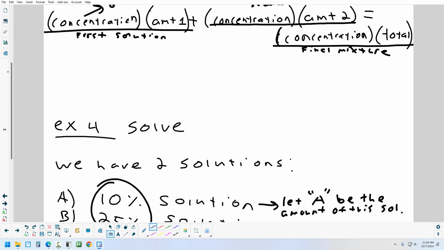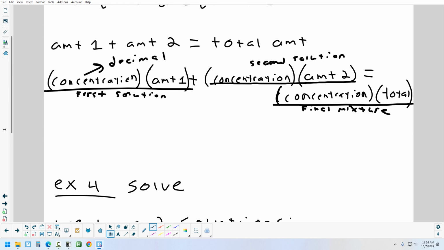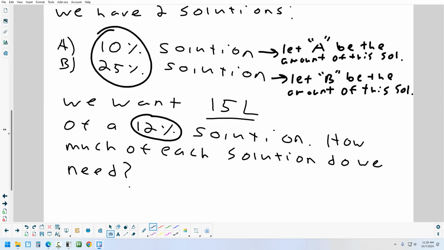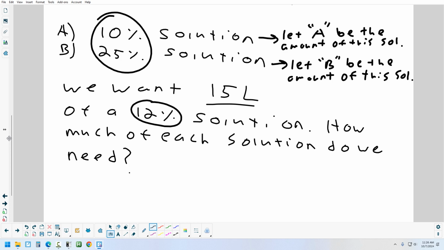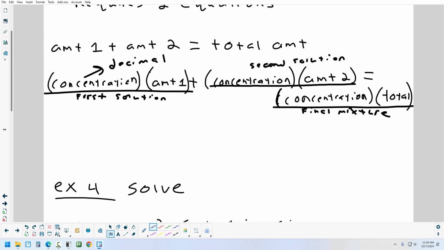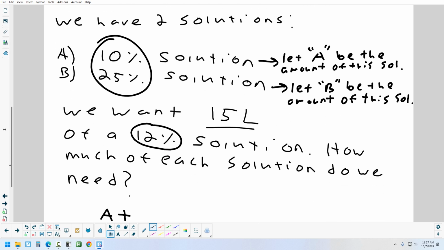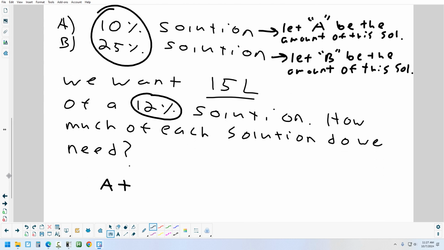Okay, so first step. Let's set up our amount 1 plus amount 2 equals the total. How are we representing the amount that we need for the first solution? This is amount 1. Yeah? A. How are we representing how much we need for the second solution? This is going to be amount 2.